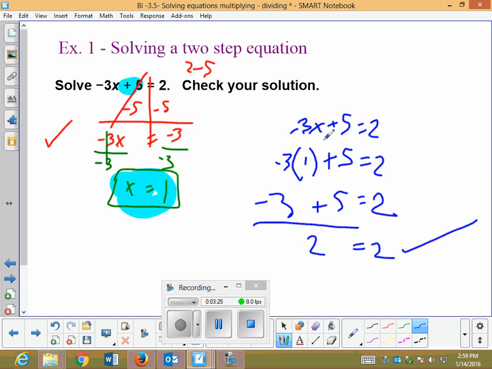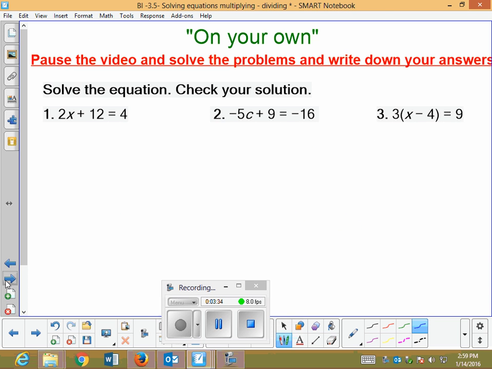So you do the check solution method when you want to make sure that your answer is correct. So my answer is correct because I checked and it's correct. All right, let's go ahead and have you do your homework on your own.